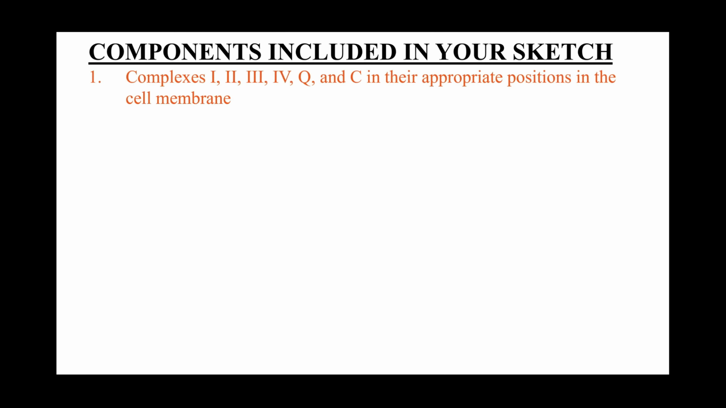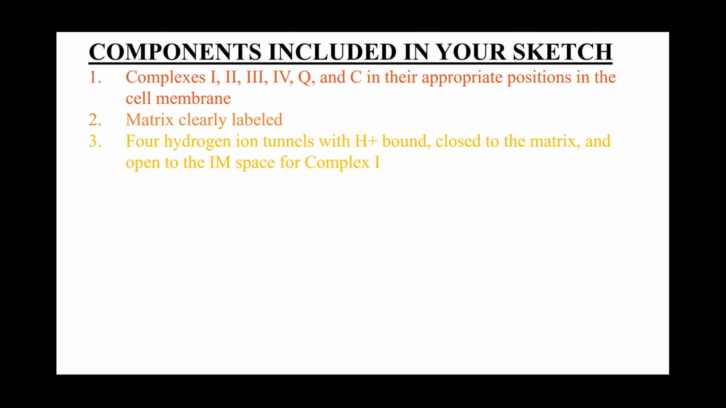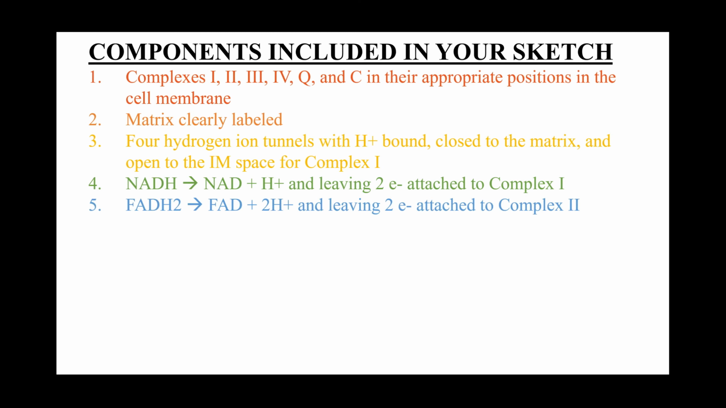For this passage, you should have the following components in your sketch to be considered a good sketch. Complexes 1, 2, 3, 4, Q, and C in their appropriate positions in the cell membrane. The matrix clearly labeled. 4 hydrogen ion tunnels with hydrogen ions bound, closed to the matrix and open to the inner membrane space for complex 1. NADH becoming NAD plus a hydrogen ion and leaving 2 electrons attached to complex 1. FADH2 becoming FAD and 2 hydrogen ions, and leaving 2 electrons attached to complex 2.